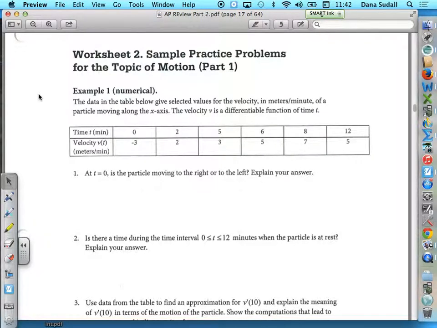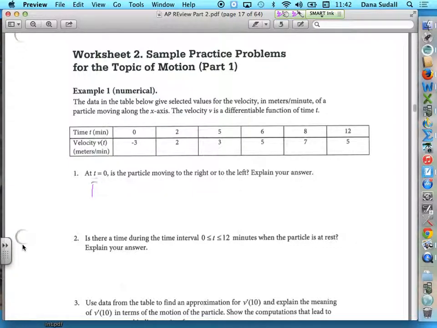All right, so example 1 for worksheet 2. They give you a data table that has velocity and time. And they ask you certain questions then about this particle. So for the first one there, when time is 0, is the particle moving to the left or to the right? Your particle is going to be moving to the left because the velocity is negative.